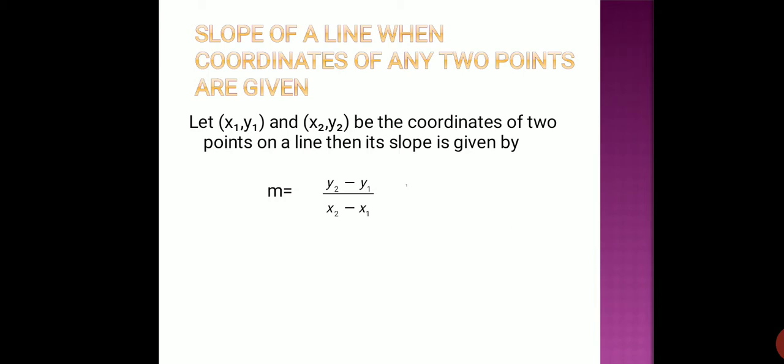Now we have slope of a line when coordinates of any 2 points are given. Let us take 2 points. One is x1, y1 and the other coordinates are x2, y2. These are the coordinates of 2 points on a line. Then its slope is given by m. This m is representing the slope of a line. So how do we find the slope of the line? The formula is this: y2 minus y1 upon x2 minus x1.